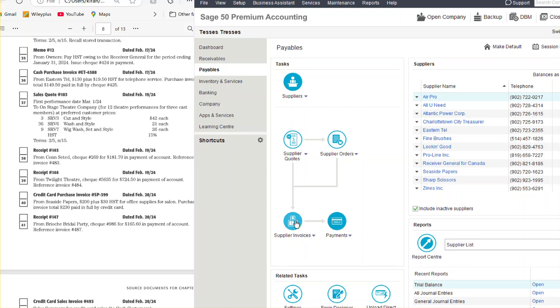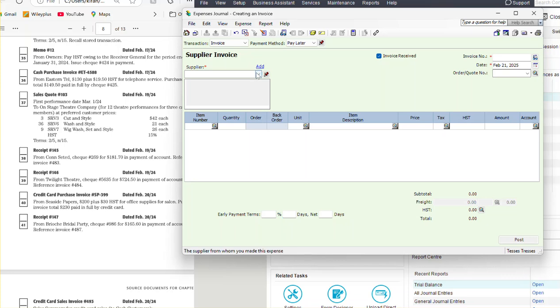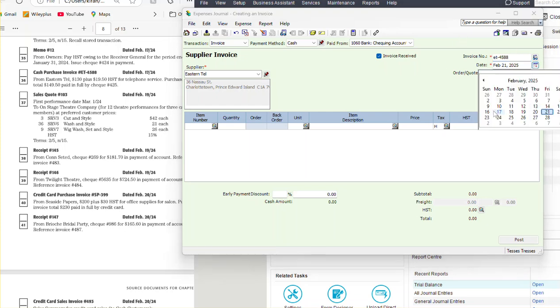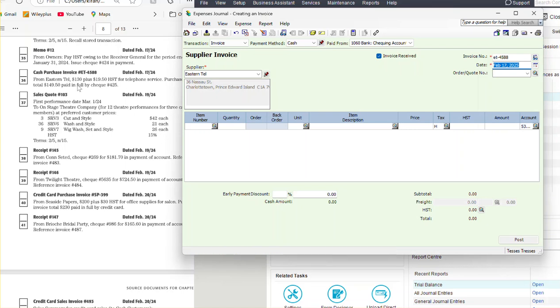is my cash purchase. It'll go to the invoice, and it is from Eastern Tel, and it is a cash purchase, and the number is ET 4588, and that date is 17. What did we purchase? Telephone services, and that amount is 130, and I can just put telephone services.